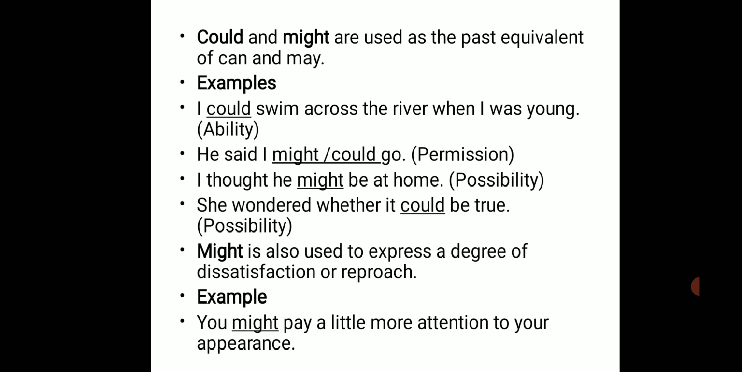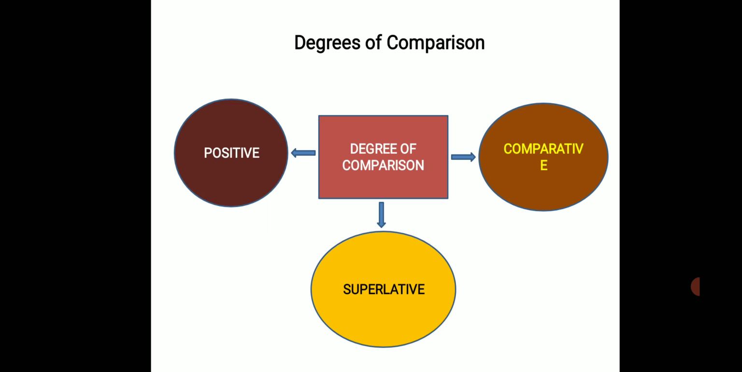In the same way, observe the other two examples. Now let's consider might. Might, I told you, is the past form of may, used to wish or expect the possibility. For example, you might pay a little more attention to your appearance. Here it looks like a chance, that you should pay a little more attention to your appearance.